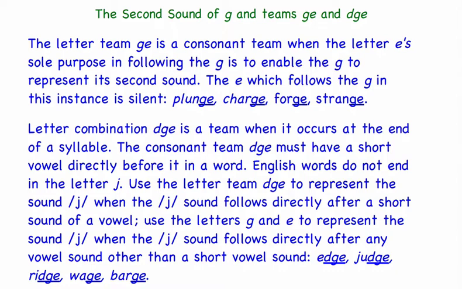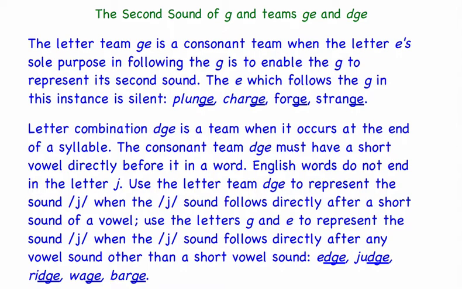And finally, letter combination DGE is a team when it occurs at the end of a syllable. The consonant team DGE must have a short vowel directly before it in a word. English words do not end in the letter J. Use the letter team DGE to represent the sound J when the J sound follows directly after a short sound of a vowel. Use the letters G and E to represent the sound J when the J sound follows directly after any vowel sound other than a short vowel sound.